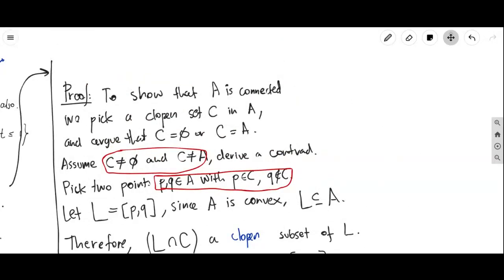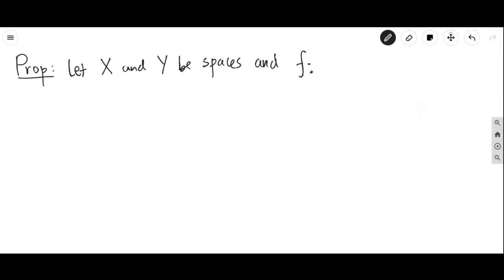And now let's move on and talk about mappings of connected spaces. So here is a very important proposition. Let X and Y be topological spaces, and F is a continuous map, or a continuous function, whatever vocabulary you prefer to use.